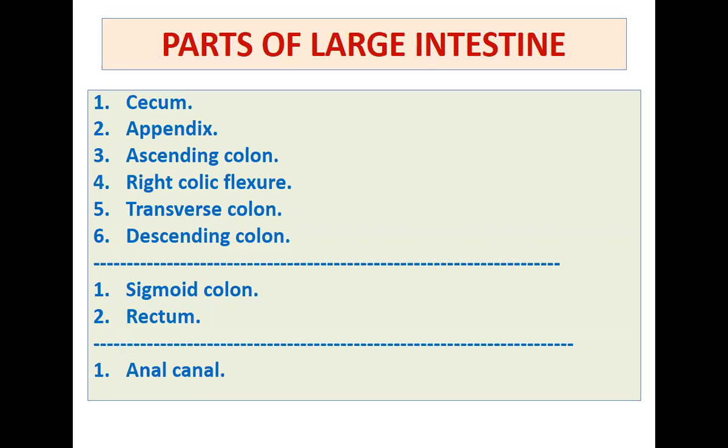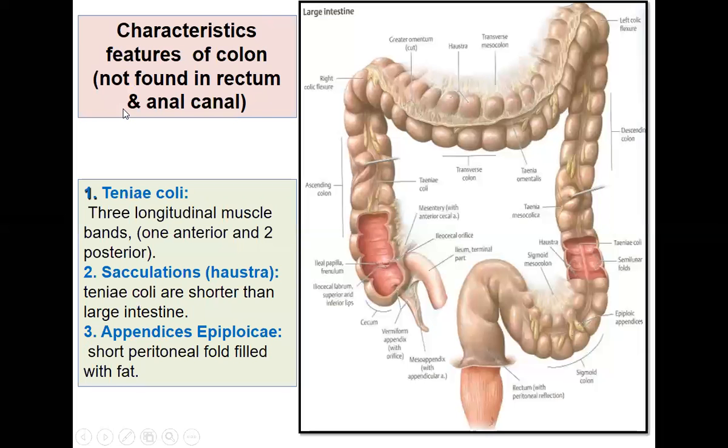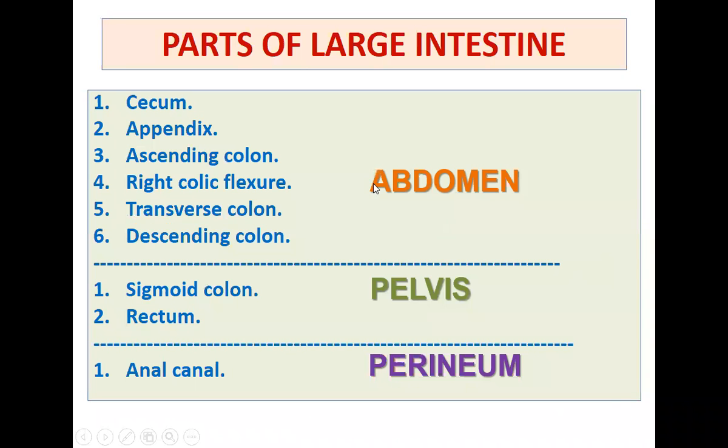Now, after we finish the small intestine, we go to the large intestine. This large intestine is divided into different parts. Partly it is present in the abdomen, partly in the pelvis, and partly in the perineum. The parts present in the abdomen begin with the first part of the large intestine, the cecum. Here you see the ileum ending into the cecum. This is the ascending colon, transverse colon, descending colon. All these are present in the abdomen.